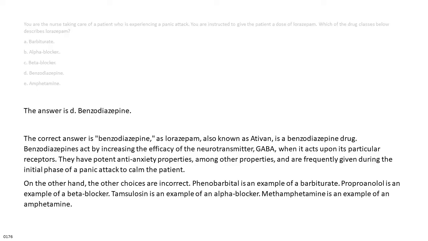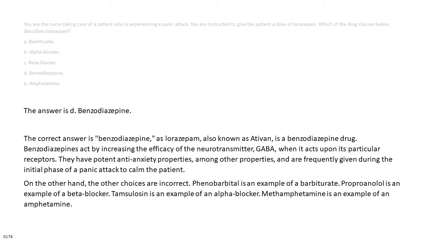The answer is D. Benzodiazepine. The correct answer is benzodiazepine, as lorazepam, also known as Ativan, is a benzodiazepine drug. Benzodiazepines act by increasing the efficacy of the neurotransmitter GABA when it acts upon its particular receptors. They have potent anti-anxiety properties, among other properties, and are frequently given during the initial phase of a panic attack to calm the patient. On the other hand, the other choices are incorrect.